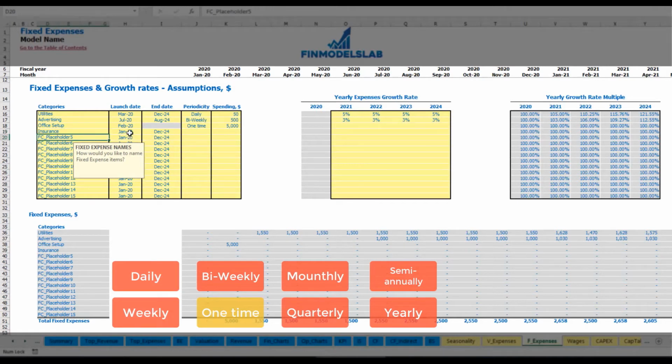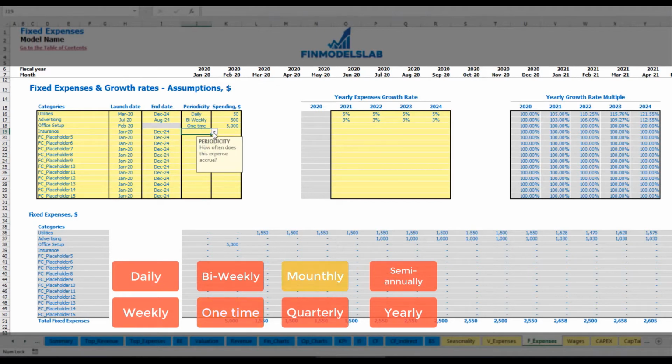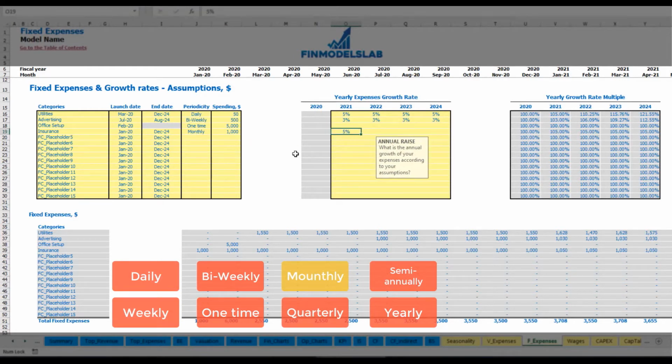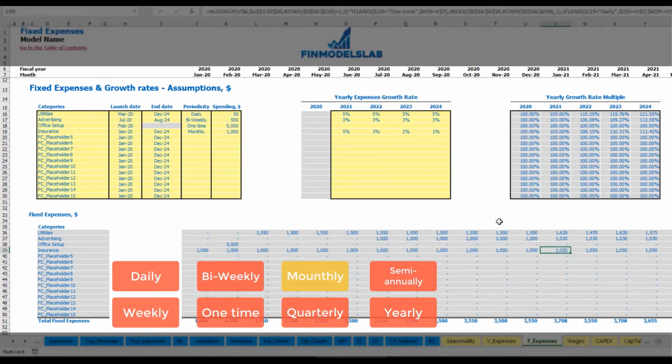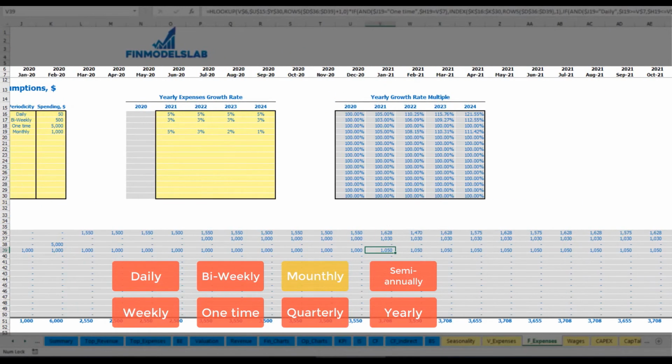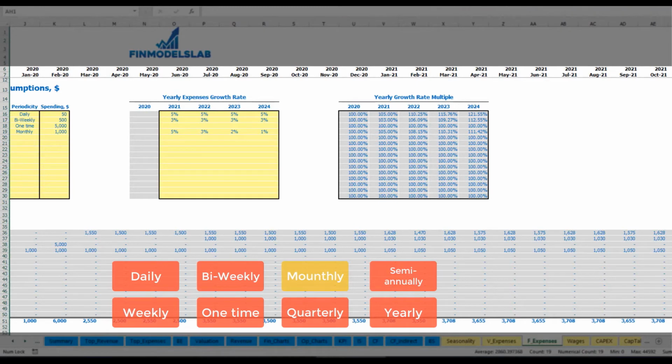insurance. Let it start from January 20 till the end of the model, and it can happen monthly with $1,000 per month, with 5% growth the first year, 3% growth the second year, 2% growth the third, and 1% year number 4. So you may see this calculation here. Starting from January 21, it will grow by 5%, which is $50. And starting from January 22, it will grow by 3%, which is additionally $32.